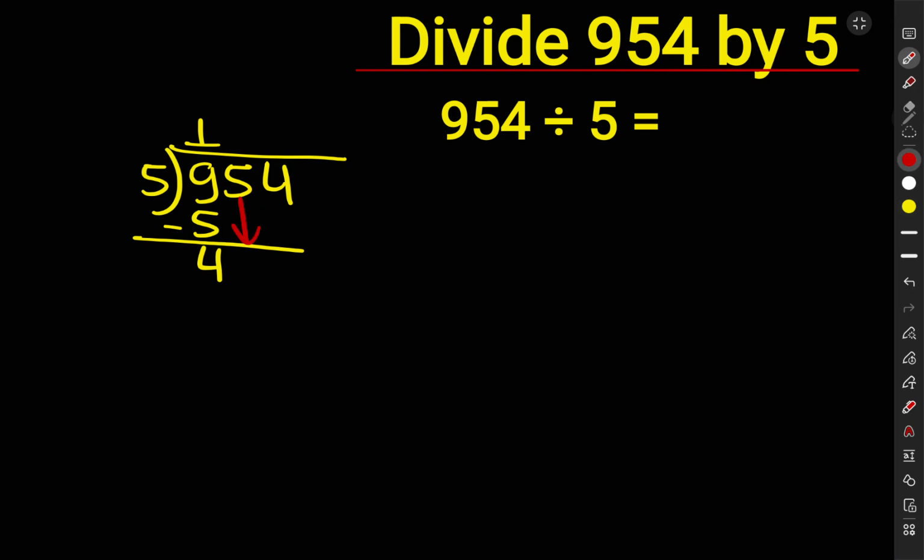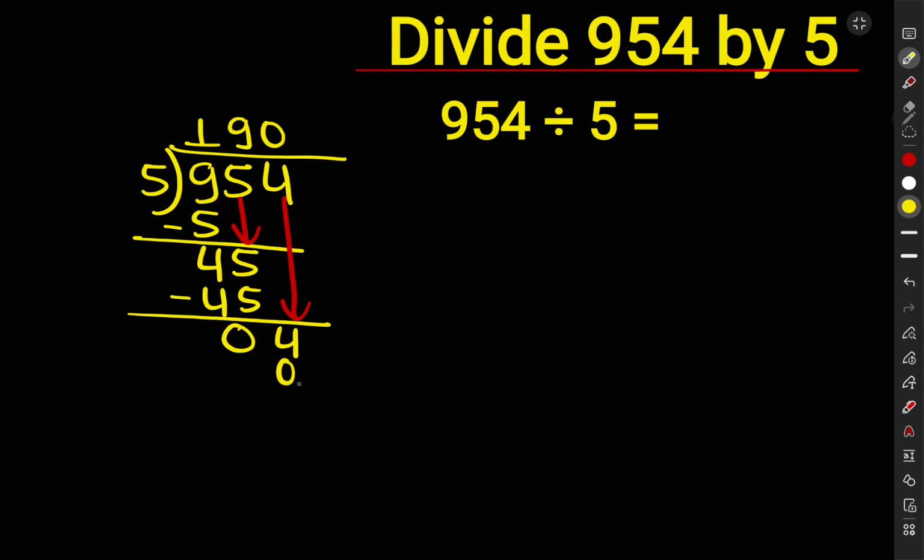So again we put down this 5 and it is 45. 5 times 9 is 45. On subtracting we get 0. So again we put down this 4 and 5 times 0 means 0. On subtracting we get 4.